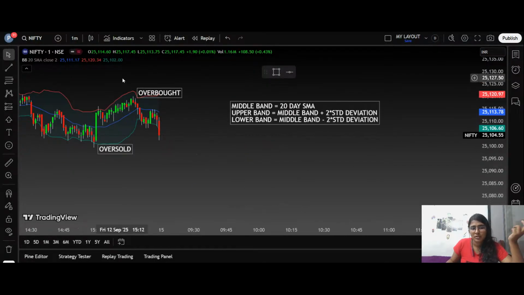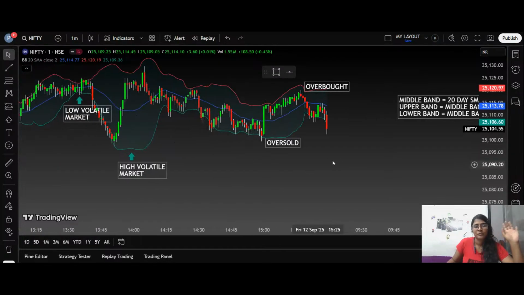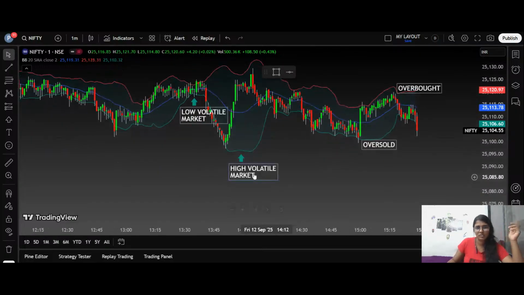The formula of all three bands: the middle band is the 20-day SMA. SMA means simple moving average. Is 20-day compulsory? No. 20-day is the default setting of TradingView. Upper band means middle band plus 2 multiplied by standard deviation. Lower band means middle band minus 2 multiplied by standard deviation. What is standard deviation? A statistical term which we are not going to cover in this session.